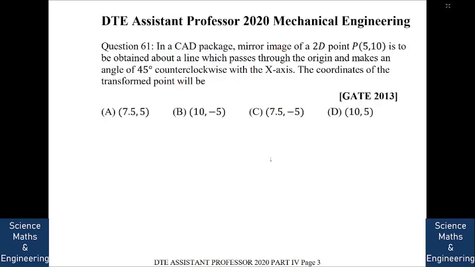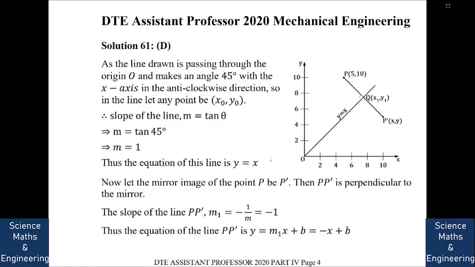So let's get started. In a CAD package, a mirror image of a 2D point P (5,10) is to be obtained about a line which passes through the origin and makes an angle of 45 degrees counterclockwise with the x-axis. The coordinates of the transformed point will be... So, see, this is the xy plane and we have this line that is making an angle of 45 degrees and passing through the origin. So as it is making 45 degrees, the slope m is tan 45 degrees, so m is 1.